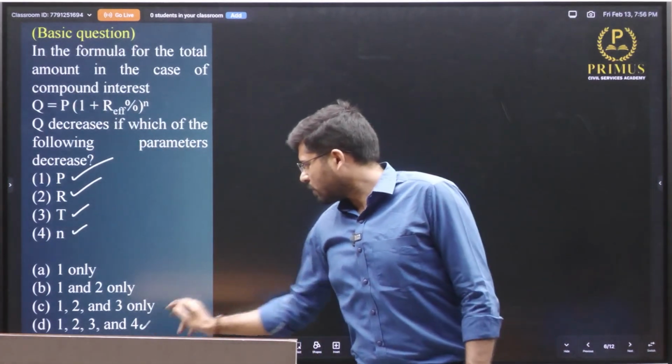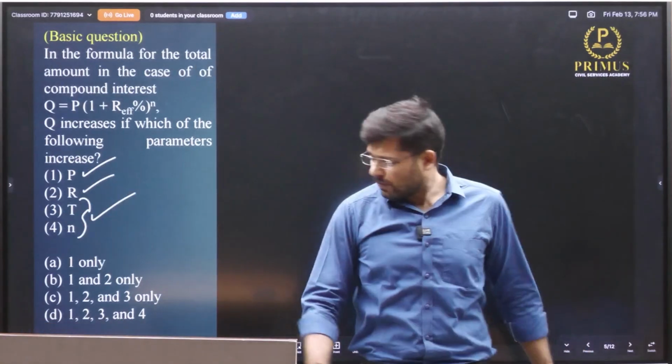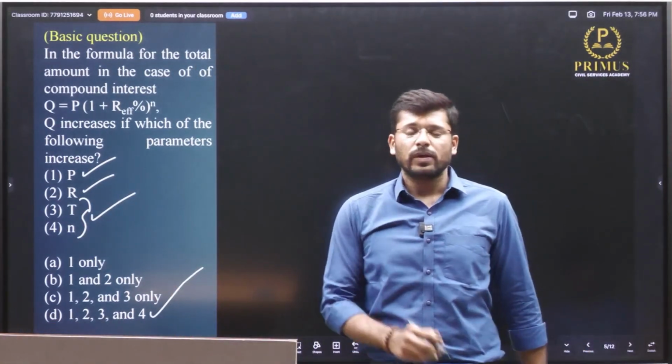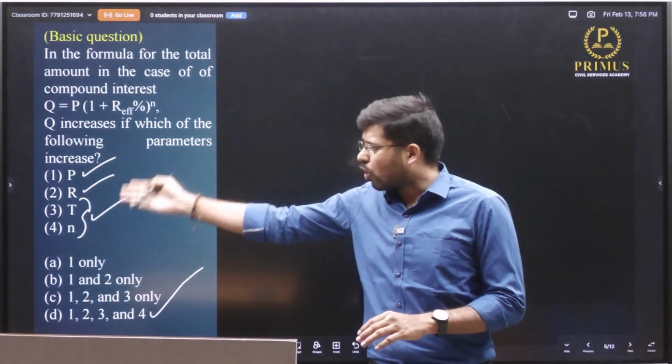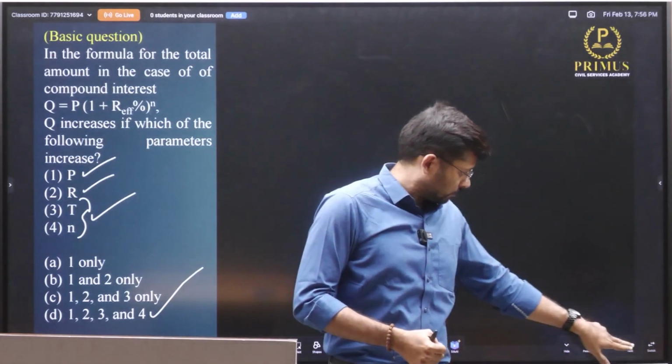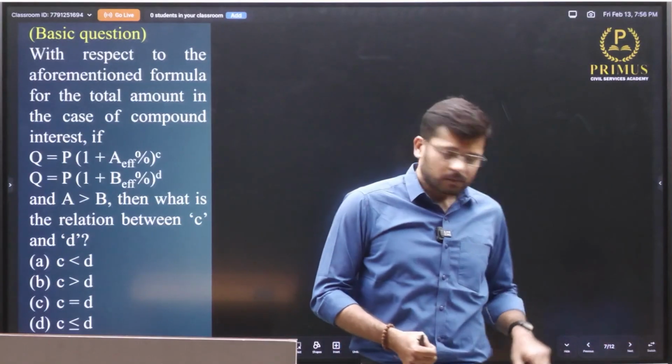So here also the answer is 1, 2, 3 and 4. And in the previous question also, the answer is 1, 2, 3 and 4. It means that our total amount in the case of compound interest is dependent on all these factors. Okay. Now take a look here.